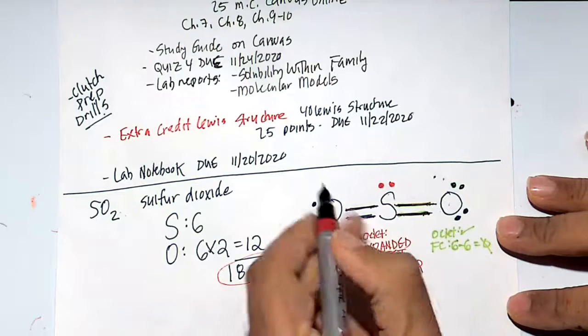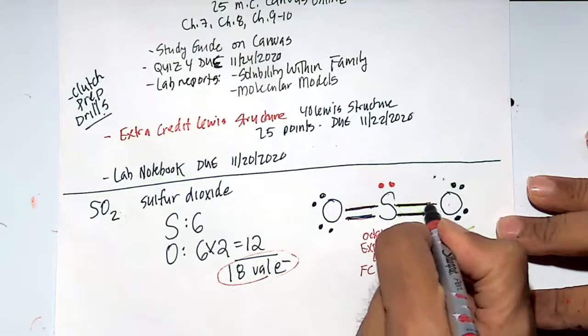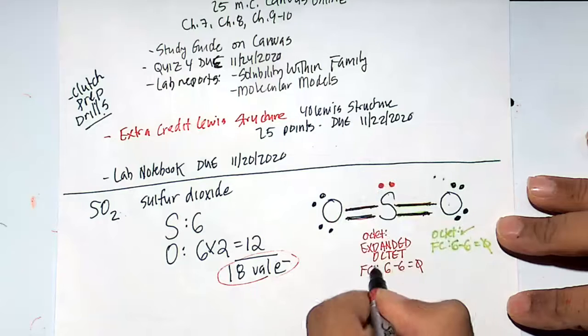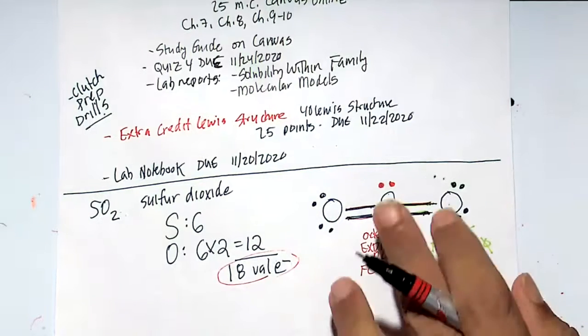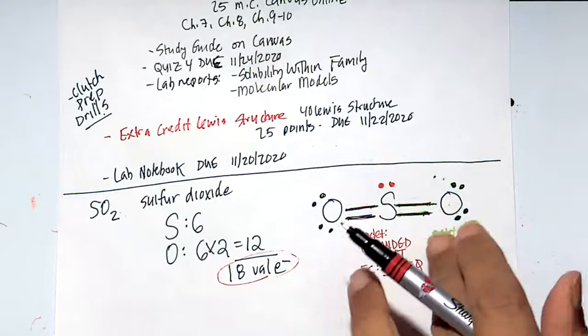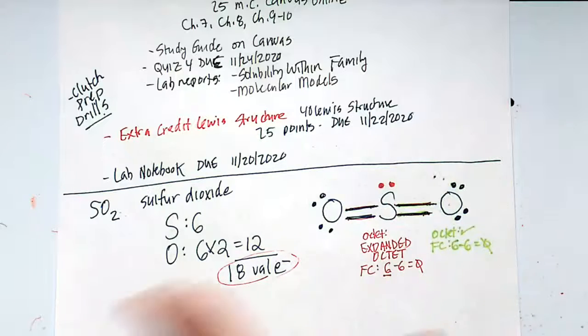Okay, so let's do this again. 1, 2, 3, 4, 5, 6. Sulfur is happy at 6. 6 minus 6 is 0. The formal charge on that sulfur is 0. Oh, the formal charge is 0 everywhere. The problem has no charge. This is the best structure for SO2.